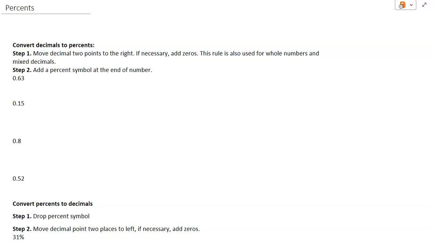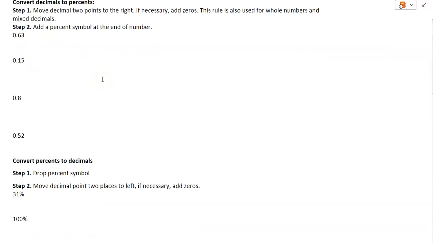Hi everyone, in this video I'm going to go over the basics of Chapter 5, which really focuses on percents. Before we take a look at some percentage problems, the first thing we need to do is figure out how to convert percents, whether it's changing percents into decimals or decimals into percents, or even fractions into percents. For this first example, I'm going to show you how to convert decimals to percents.